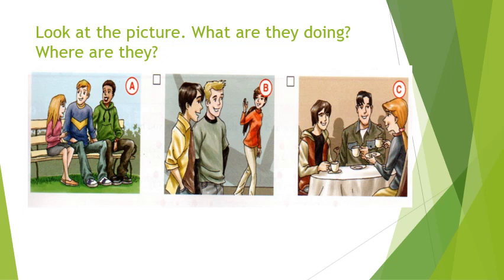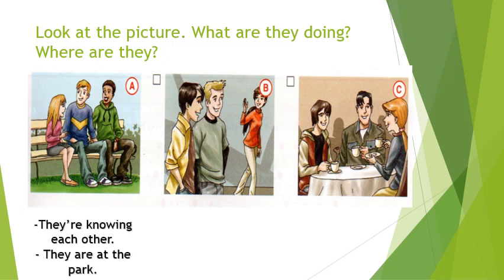Okay, very good. So picture A. They are knowing each other. Okay, as you see, they are talking to each other and maybe they're having fun. Okay, so for example, as you look at the picture, they are having fun and they are knowing each other. Okay, that's what they do. And then, where are they? Okay, they are at the park. All right. Okay, do you understand?